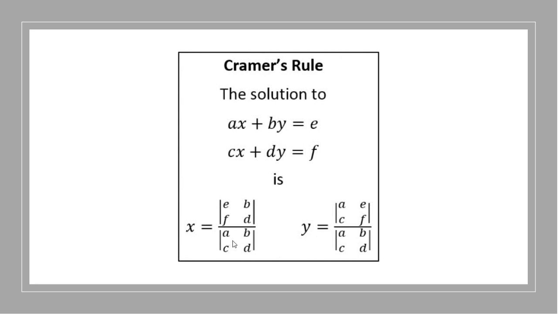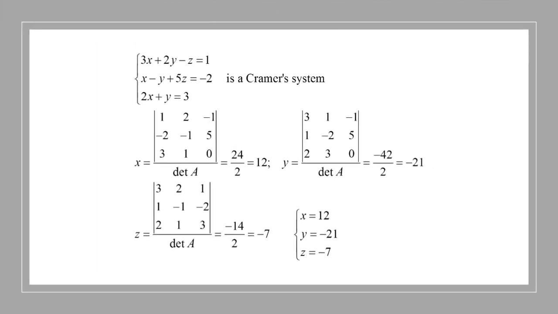The denominator determinant is the same, a b c d, but the numerator determinant is different. How is it different? When you find the value of x, you write e and f in place of a and c, and when you find the value of y, you write e and f in place of b and d. So this is how to find the values of the unknown variables x and y by using the Cramer rule. Let me discuss an example.